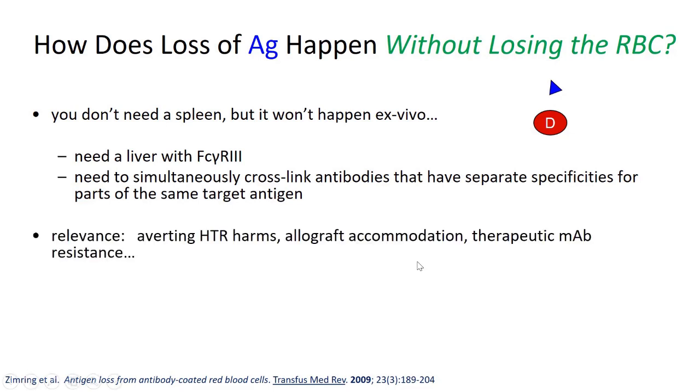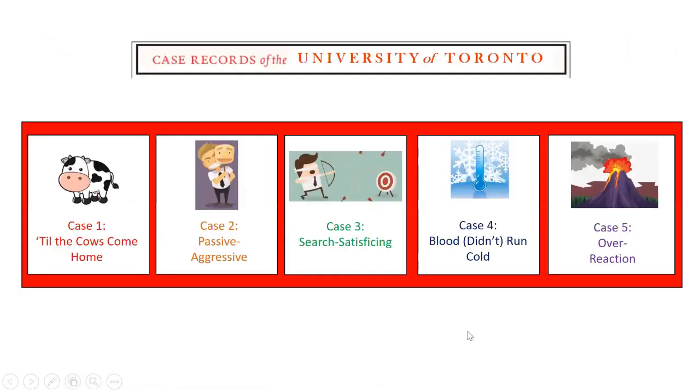The relevance of this phenomenon is not only to explain these bizarre scenarios of averted hemolytic transfusion reaction harms, but also potentially to explain allograft accommodation and maybe even therapeutic monoclonal antibody resistance. For example, the lymphoma that seems to have adapted to anti-CD20 therapy faster than clonal evolution within a tumor could possibly explain. So let's jump into 5 different cases.